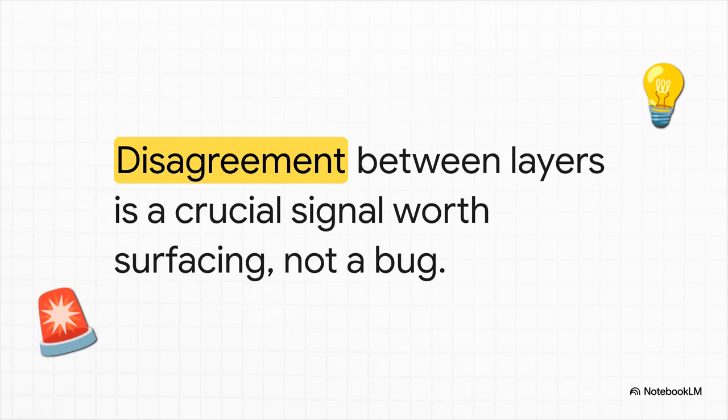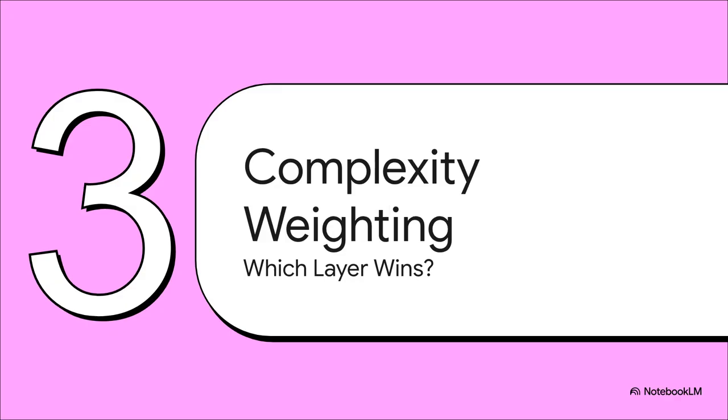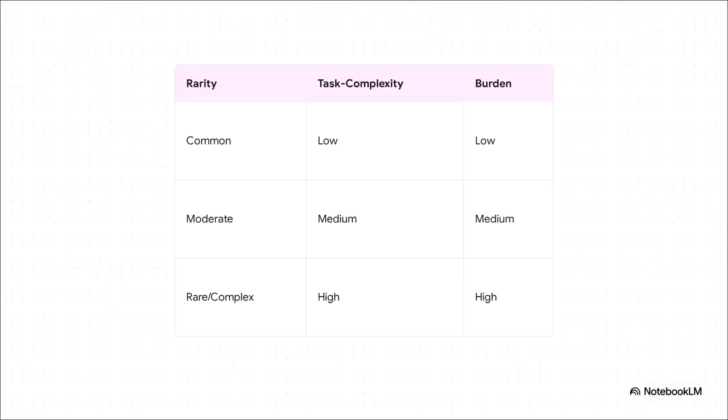The friction between the graph, the pathway, and the evidence, that friction is the ultimate learning opportunity in this entire explainer. That is where real clinical reasoning happens. Which brings us to Section 3, weighting by case complexity. So the crucial point is, when those layers do disagree, which one actually wins the tiebreaker?